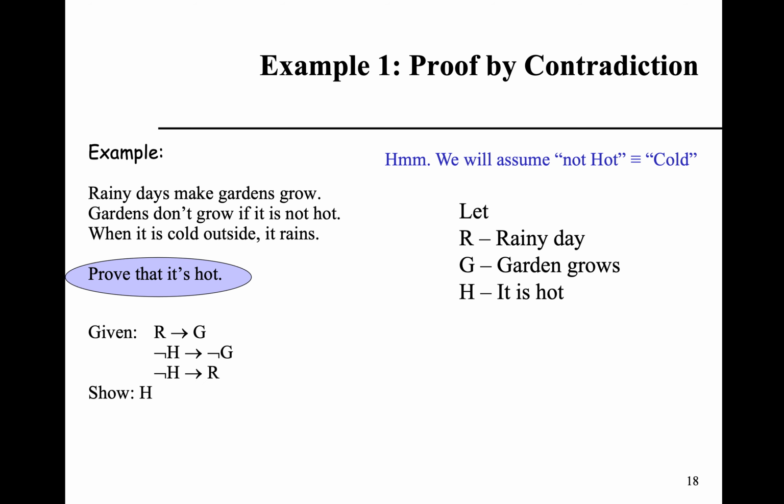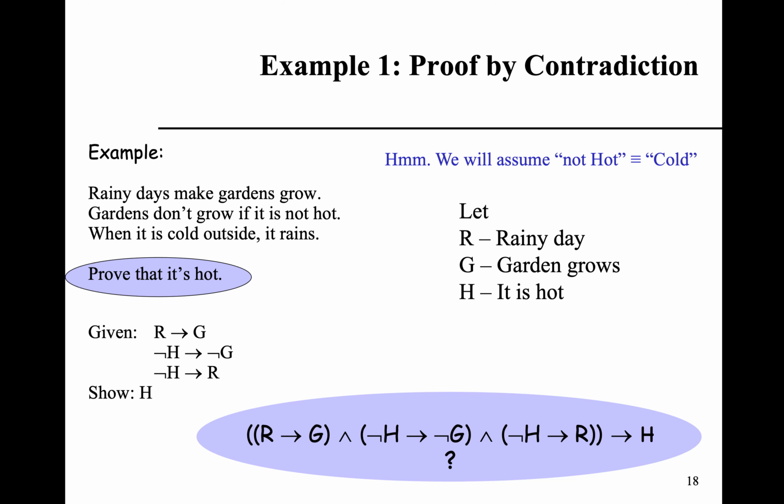Given that R implies G, essentially rainy days make gardens grow. Second statement is gardens don't grow if it's not hot. And then third statement, if it's hot or when it's cold outside, it rains. So now we need to show H, which we can do by creating an AND statement together for all of them and then proving that it is hot. The conclusion needs to be that it is hot.